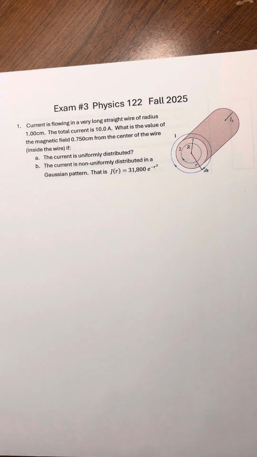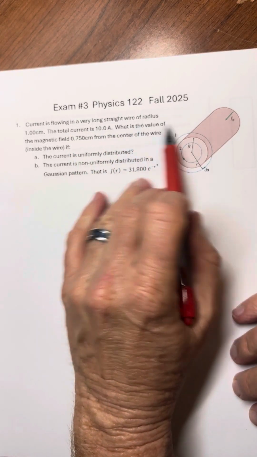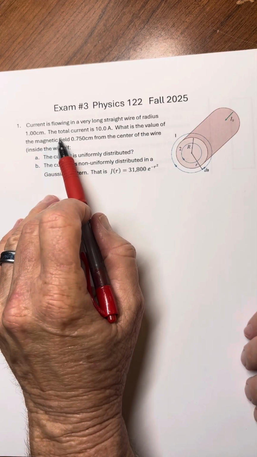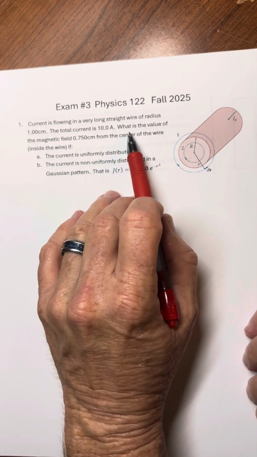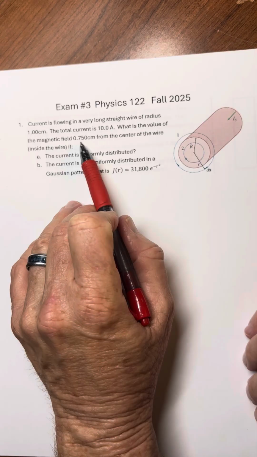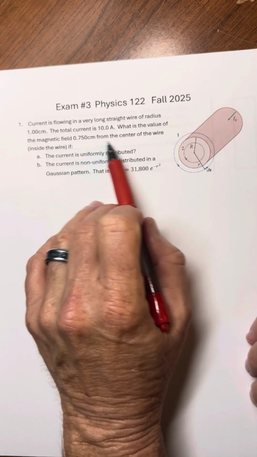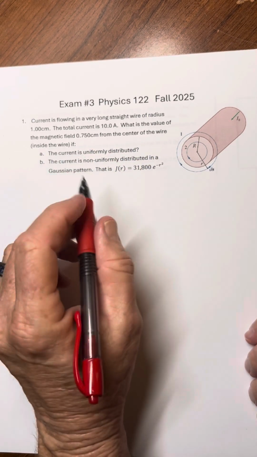The first part says that we have a current flowing along a very long wire. We'll need that for our symmetry argument. It has a radius of 1 centimeter. Its total current is 10 amps. And what is the value of the magnetic field 3/4 of a centimeter from the center? So this would still be inside the wire.